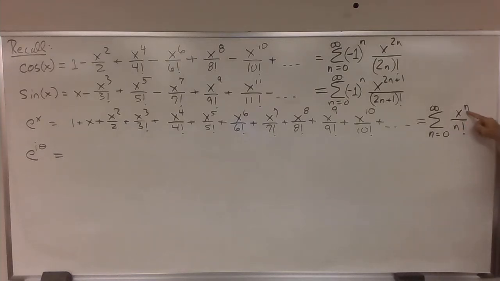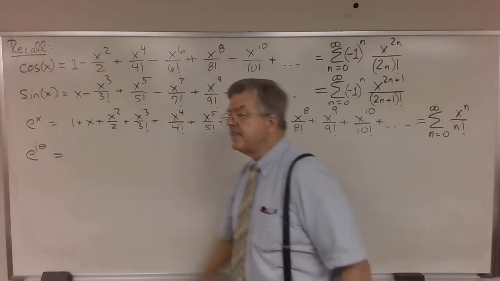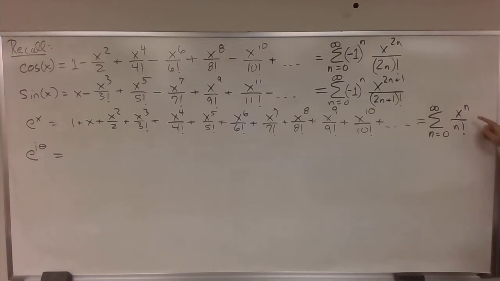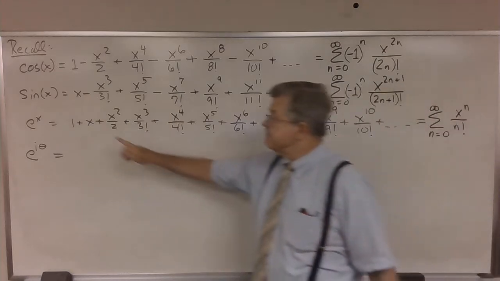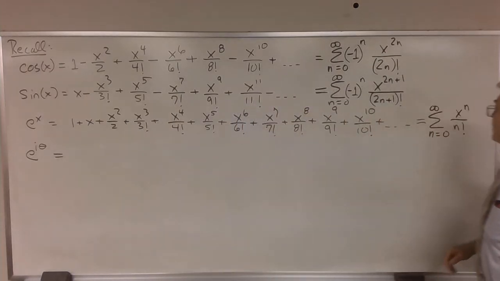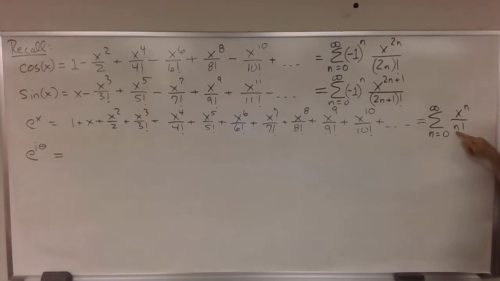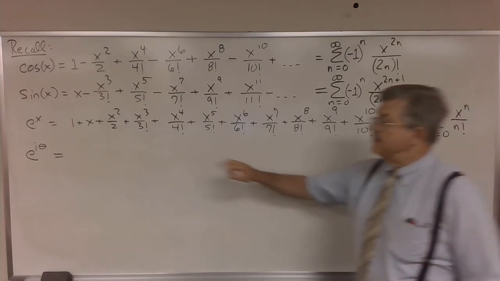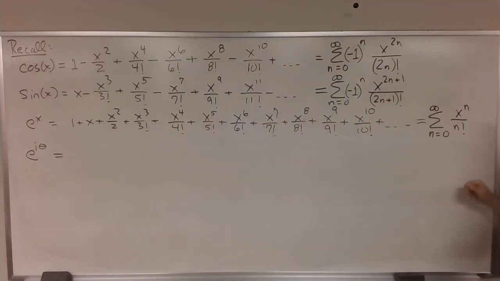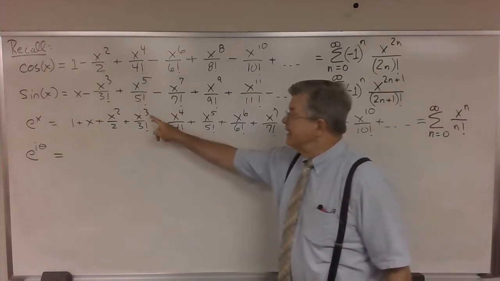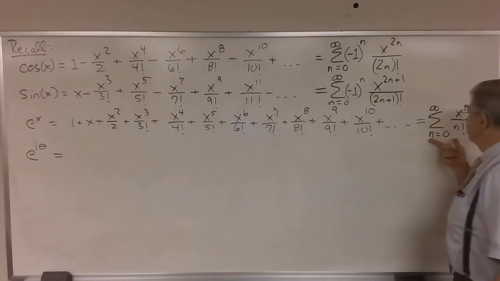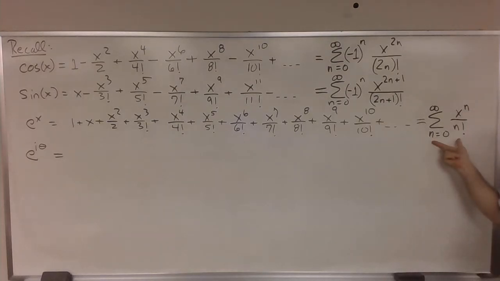When n is 0, we have x to the 0, which is 1, over 0 factorial, which is 1. 1 over 1 is 1. When n is 1, we have x to the first over 1 factorial, which is x over 1, or just x. And when n is 2, we have x squared over 2 factorial, which is x squared over 2. And when n is 3, we have x cubed over 3 factorial. Yep. This is definitely the Taylor series expansion for e to the x.